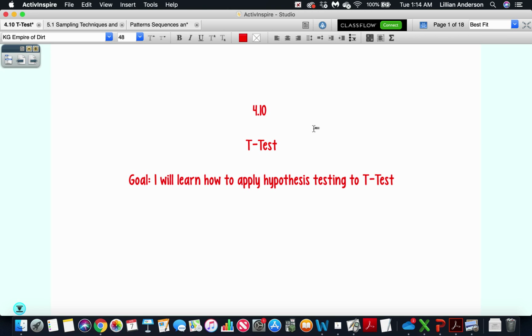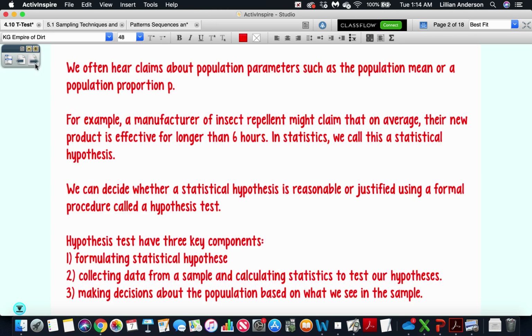You're going to learn how to apply hypothesis testing to the t-test. We've done chi-squared, we've done the goodness of fit test, and you've already had exposure to working with hypothesis testing. And so we're going to wrap it up with the t-test, okay? And actually the two sample t-tests as well a little bit later.